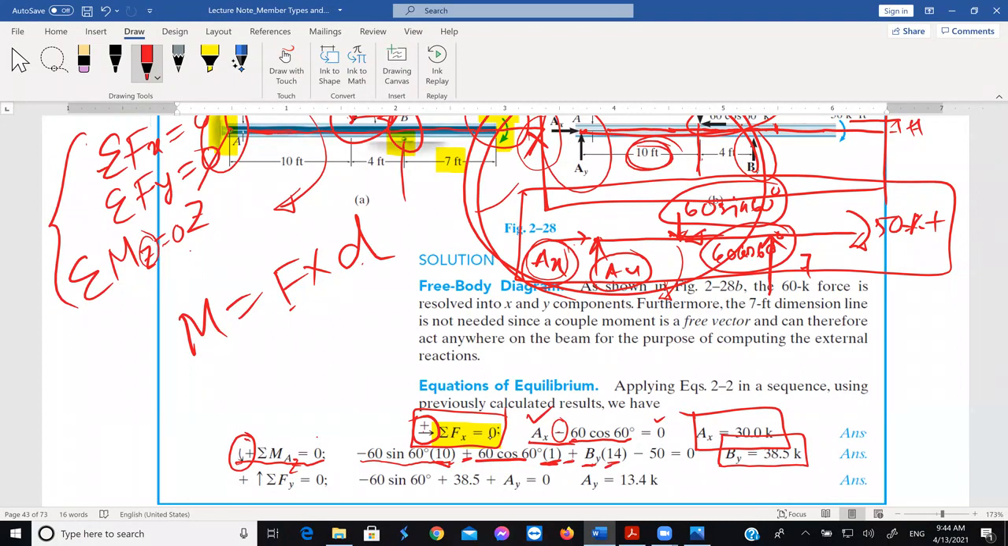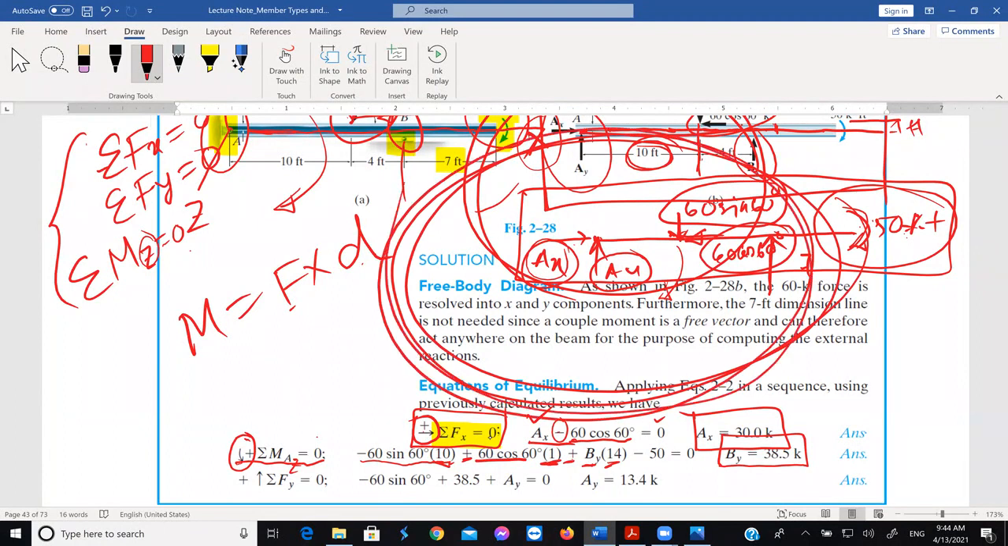And there is a pure moment couple at the rightmost end of this beam. About point A, this 50 feet moment is creating a clockwise moment, so it's rotating in the clockwise direction. That's going to be negative because we assumed anti-clockwise moment as positive. So this sum will be equal to 0, which gives us By equal to 38.5 kip.